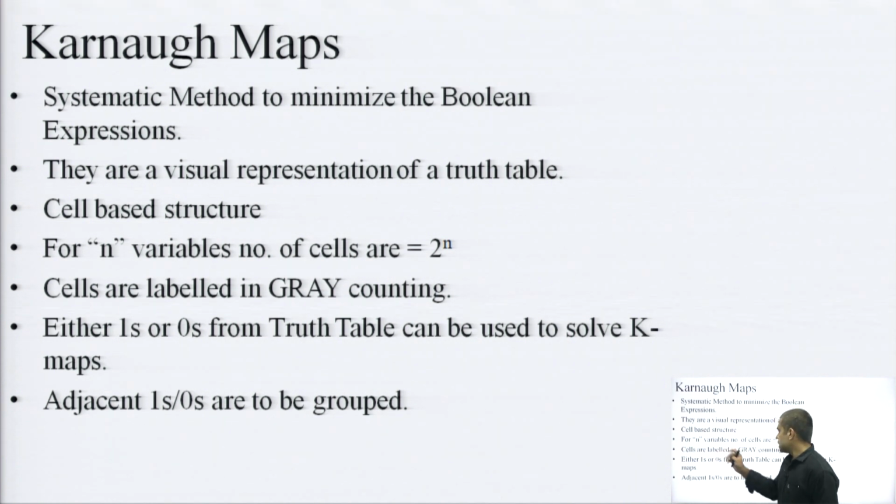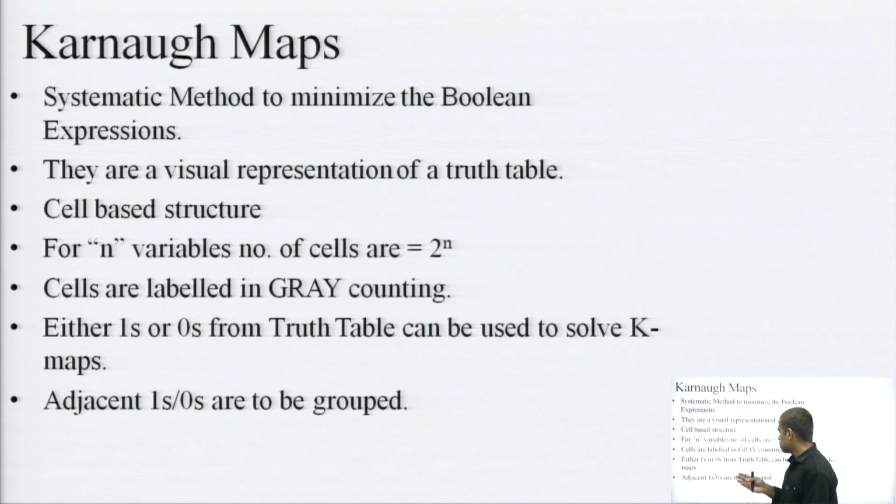Cells are labeled in gray counting. So far, wherever we have applied counting, it is either binary counting or decimal counting, but for the first time we will be using gray counting in K maps. Either ones or zeros from truth table can be entered into a K map. If we enter 1 from truth table into a K map and solve it, this will be a SOP based K map, and if we enter zeros from the truth table, then it will be a POS based K map.